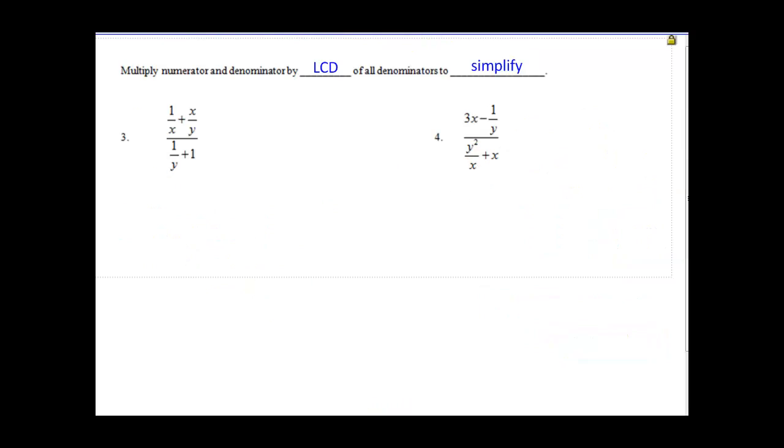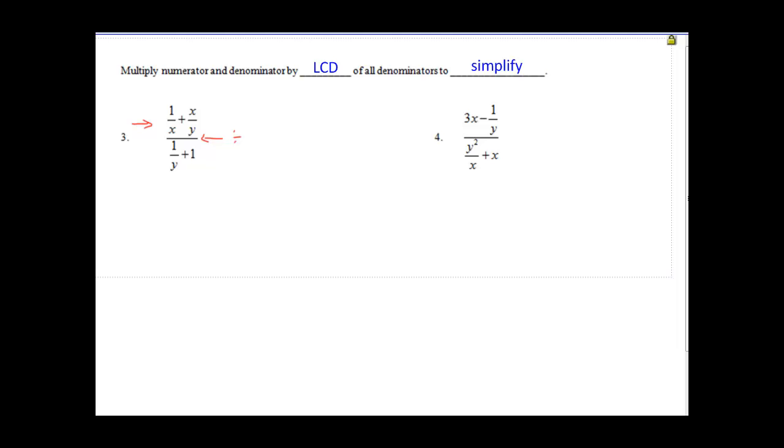Just kidding. All right, now, if we look at this where we have multiple fractions added and we need common denominators, we can multiply numerator and denominator by the LCD of all denominators and then simplify. For instance, up here, we have an x in the bottom and a y in the bottom. Remember, this is our division sign. And then on the bottom we just have a y.